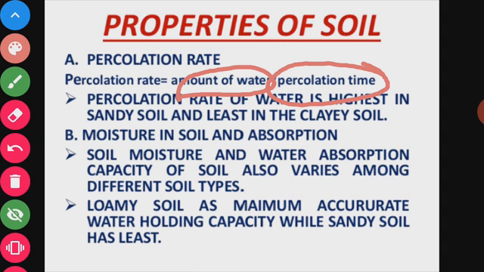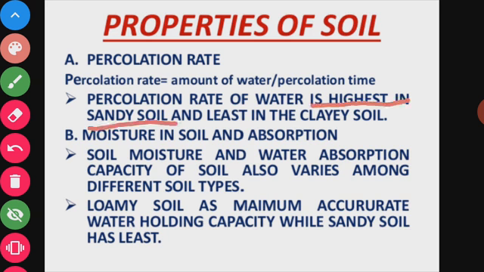So from those properties of the soil, we can determine which type of soil it is. First property, percolation rate. Second property, moisture in the soil. Third property, absorption of water by the soil. Percolation rate is highest in sandy soil and least in clay soil. You have to remember these points.